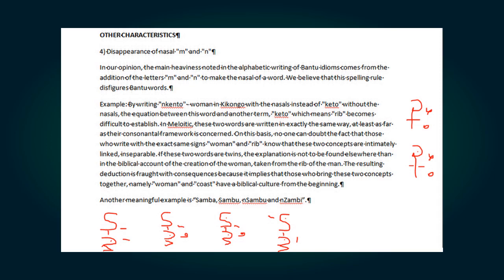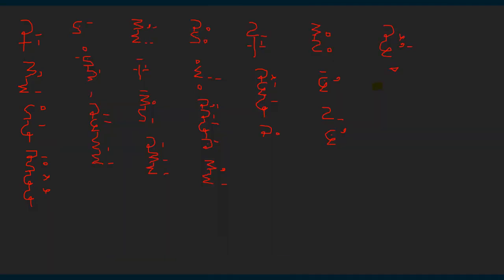In light of the above, Meloitic chose to render the nasals with a single point called comi placed inside the consonant to be nasalized, except for the letter T, whose nasalization is rendered by a detachment of the horizontal bar.